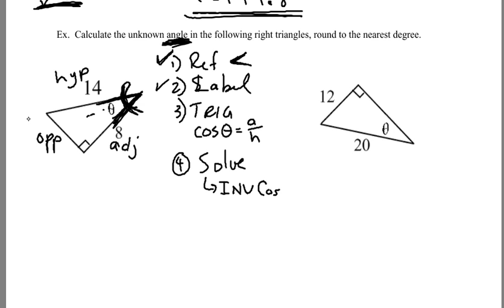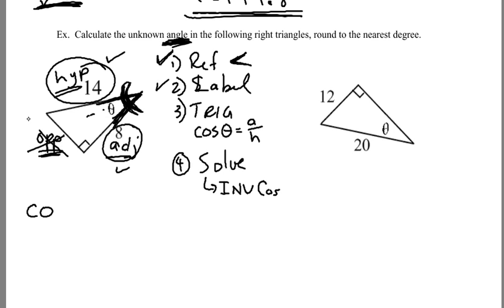Labeling's done. Trig ratio. Well, let's analyze real quick. If I want to find an unknown angle, I have the adjacent. That's a good thing. I have the hypotenuse. That's useful. The opposite, it's not asking for it, and we don't know it. It's not helpful. But that makes sense because hypotenuse and adjacent is cosine.